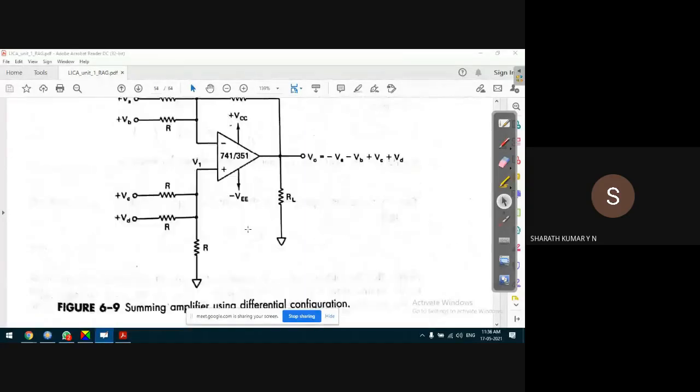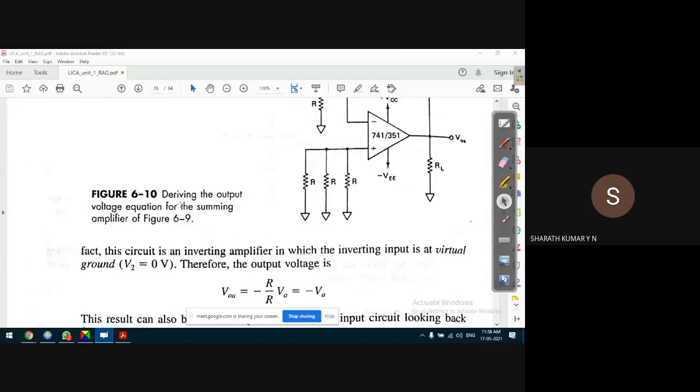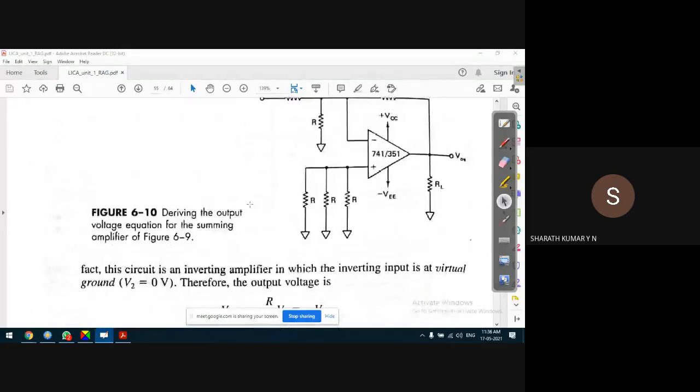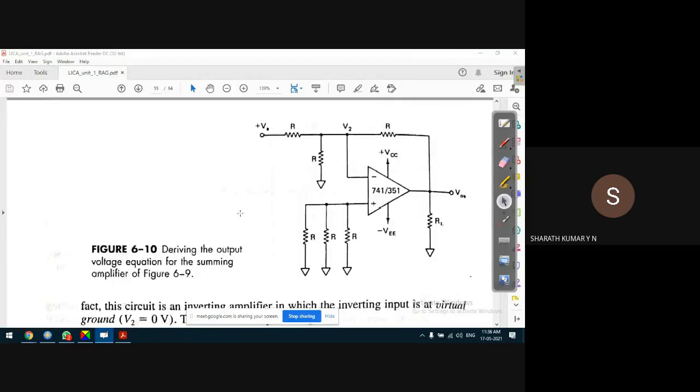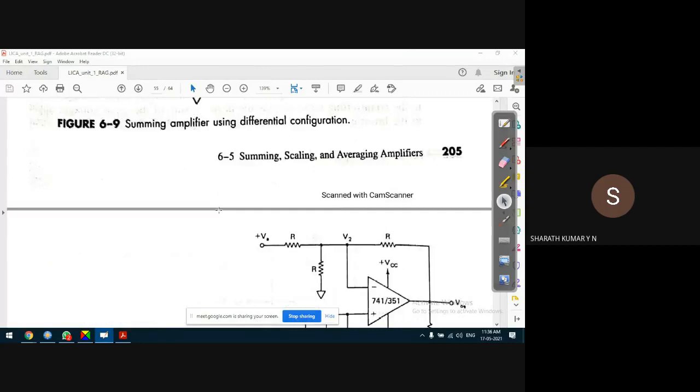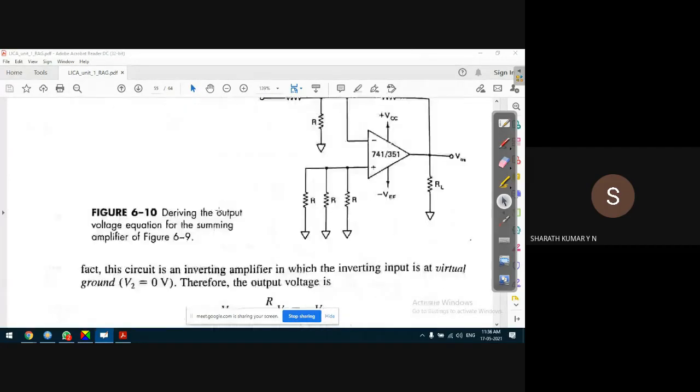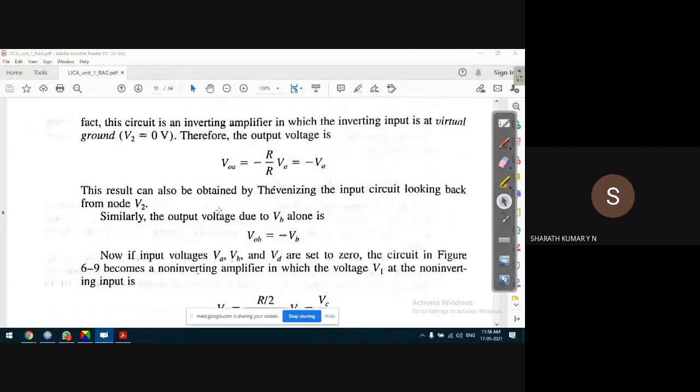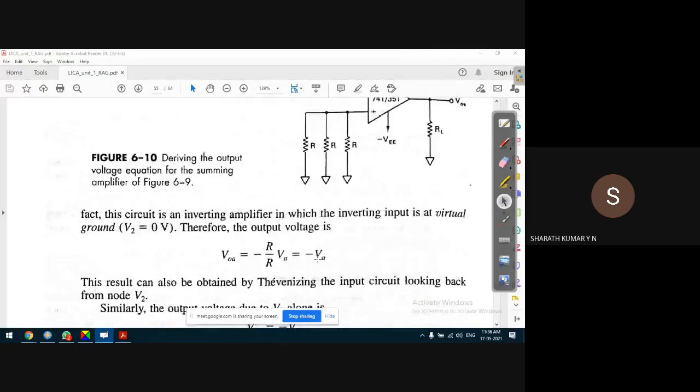Next, this is a summing amplifier. So this condition is the output voltage equation for the summing amplifier. Deriving the output voltage equation. For this one, how did we get the output voltage equation? How do we arrive at that equation?